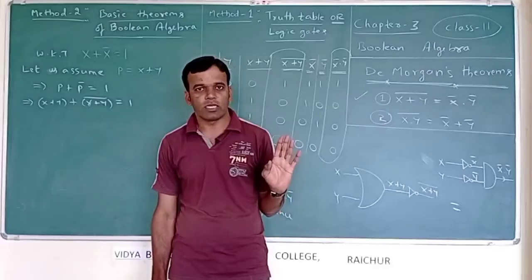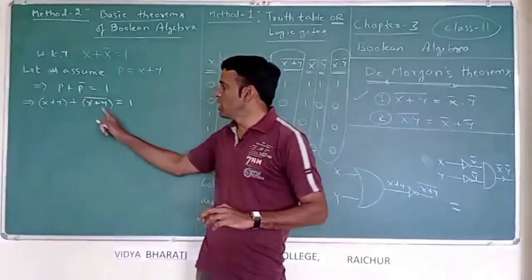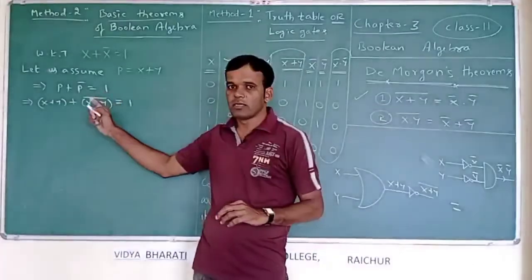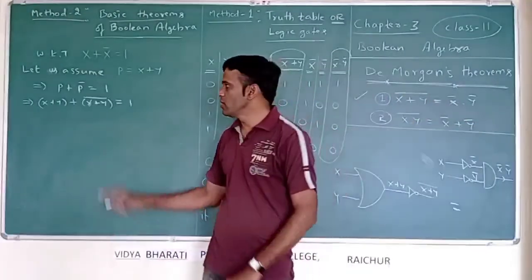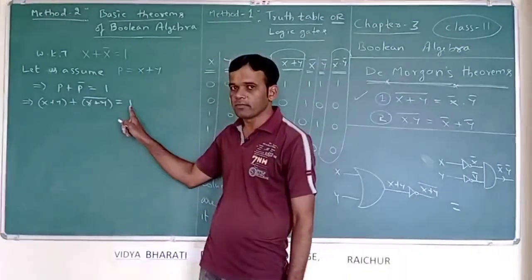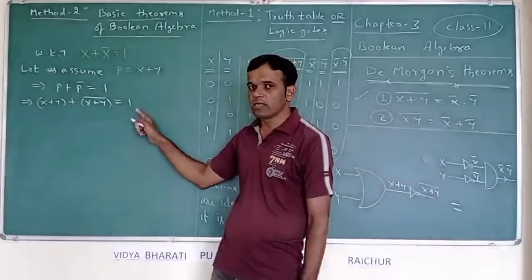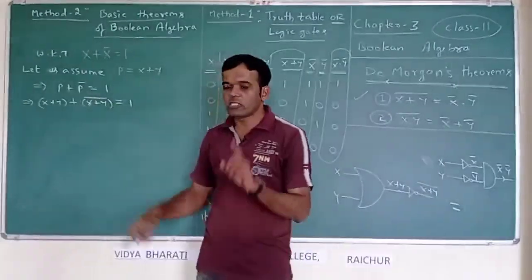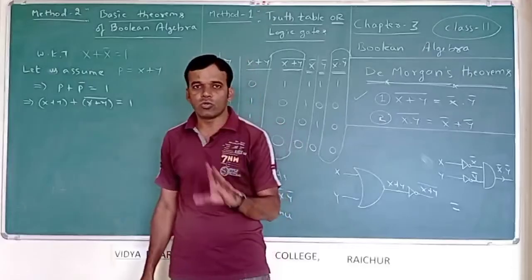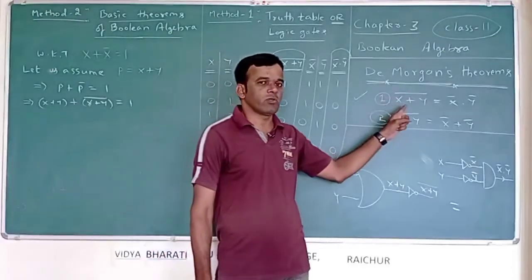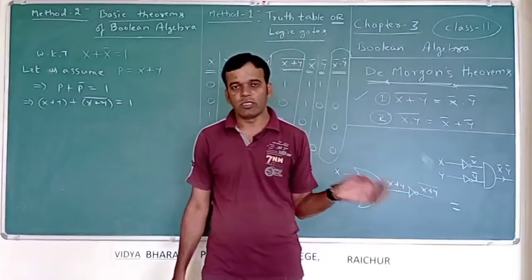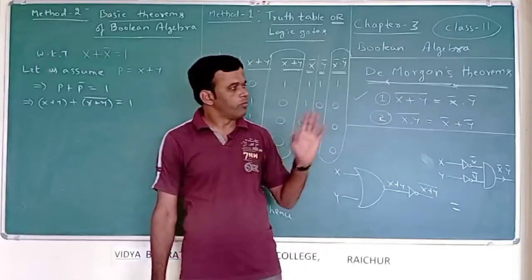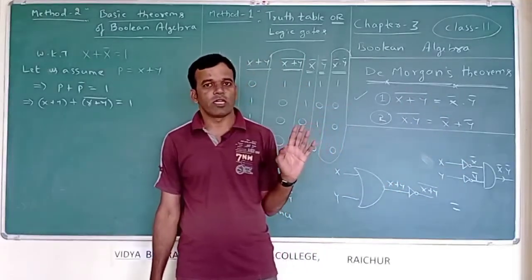Okay. So once again I am telling you, in place of this one, (x plus y) whole bar, we will substitute this one, x bar into y bar. After substituting, if we get the answer as 1, because at the RHS we are having 1, so in the LHS also if we get the answer as 1, then it is true that in place of (x plus y) whole bar, we can substitute x bar into y bar.